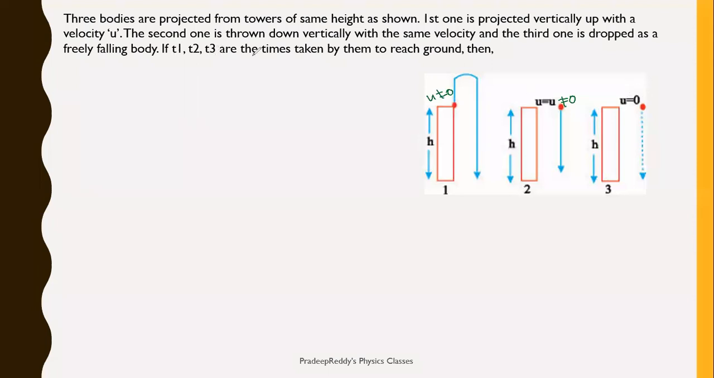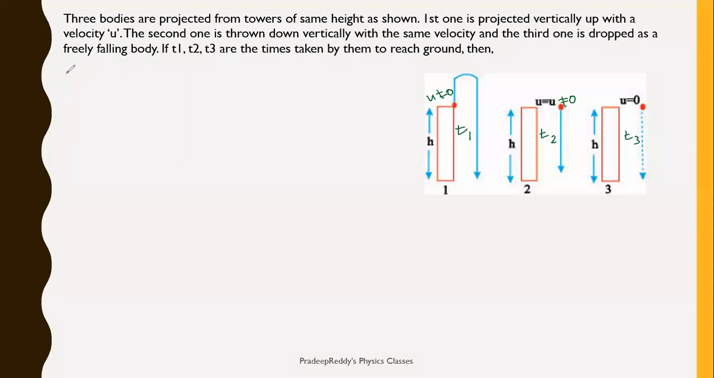If T1, T2, T3 are the times taken by them to reach the ground, the first one is taking time T1, the second one is taking time T2, the third one is taking time T3. You need to find out the relation between T1, T2 and T3. First, let me write down the equations of motion for these objects.